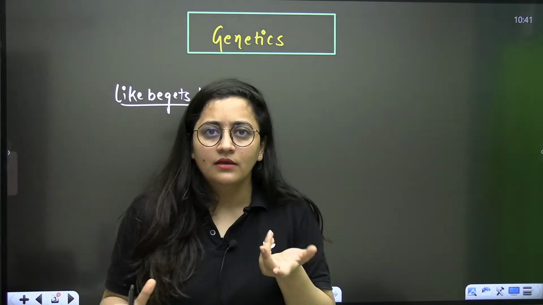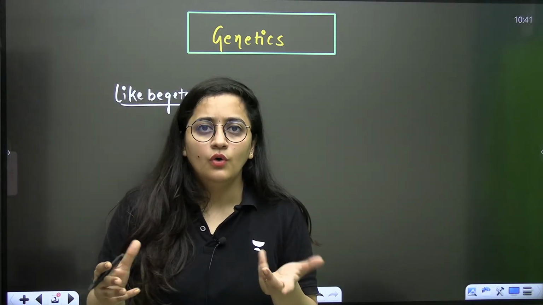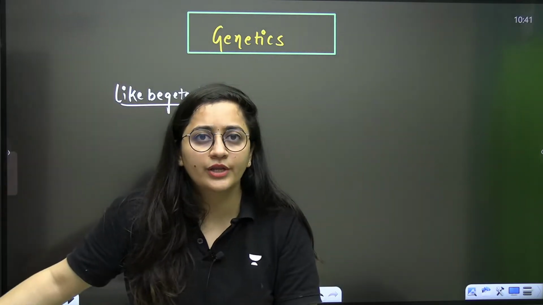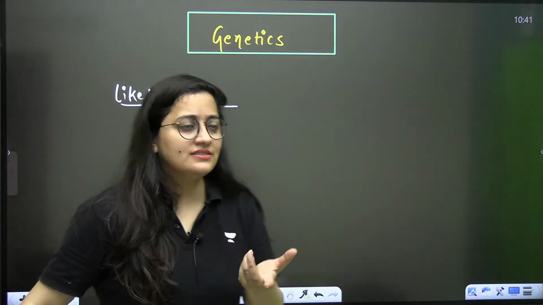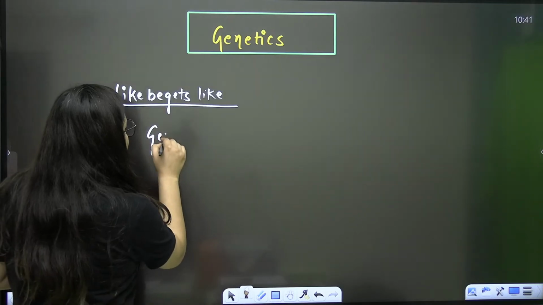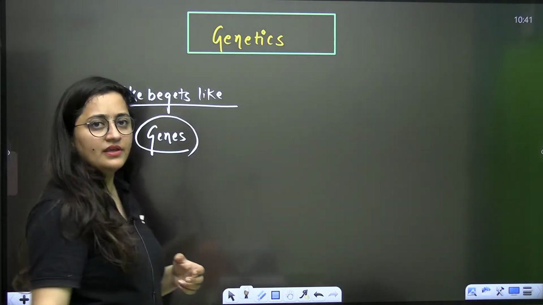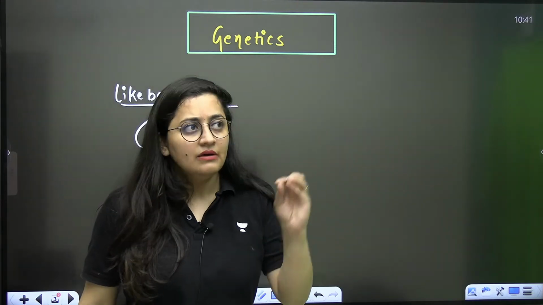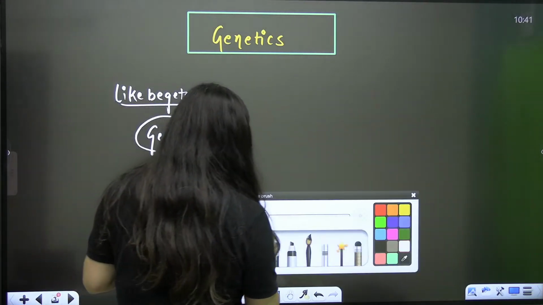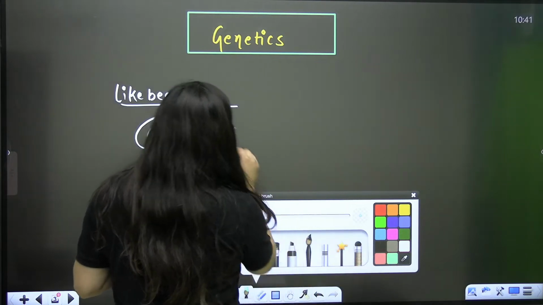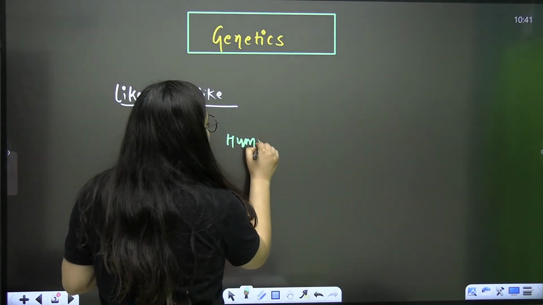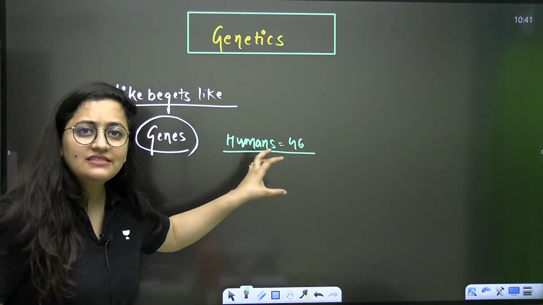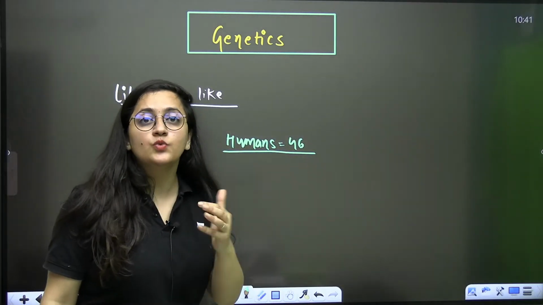Why is it so? On what basis do we decide that humans are going to give birth to humans only? Obviously, your genetic material, your genes are involved. We again and again talk about the same things. Like we used to say, in the case of humans, there are 46 chromosomes. This is what we discuss.